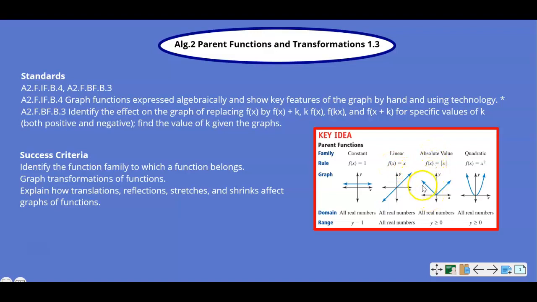An absolute value is a V-shaped graph. So we've got y equals the absolute value of x, or f of x equals the absolute value of x. Again, for all of these, you also need to know your domain and range. A quadratic function is a parabola, or U-shaped graph, and it's f of x equals x squared. Make sure you're aware: absolute value is a V-shape, quadratic is a U-shaped graph.